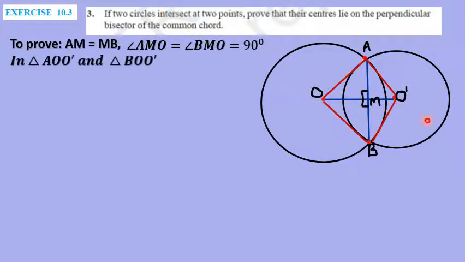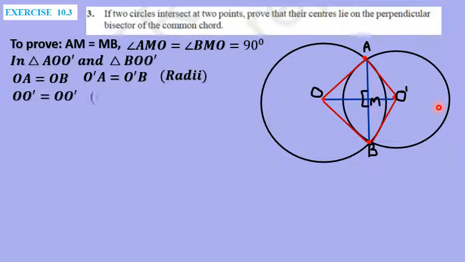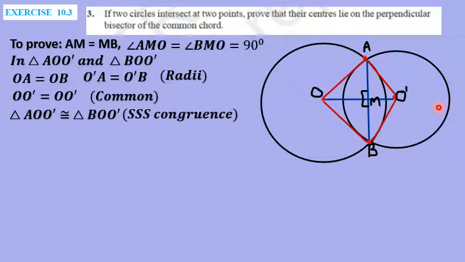So for that, first let us consider triangles AOO dash and BOO dash. In that, OA equal to OB and O dash A equal to O dash B, because they are all radii. Then OO dash equal to OO dash, common. So these two triangles are congruent by SSS congruence rule. Now we can say that angle AOO dash equal to angle BOO dash, corresponding parts of congruent triangles.